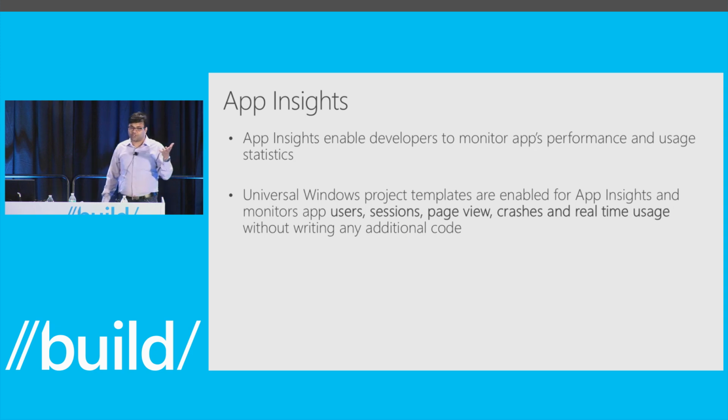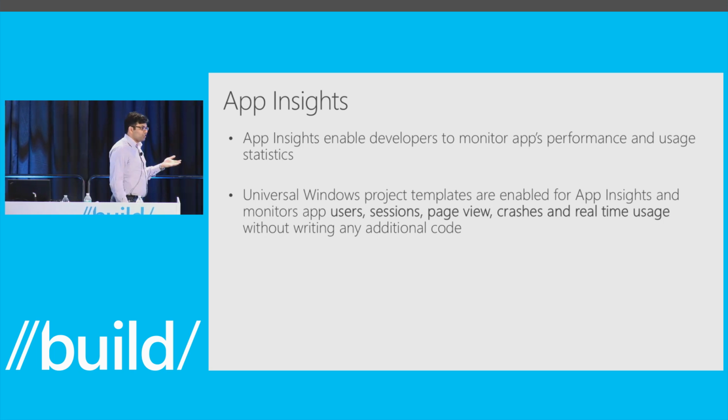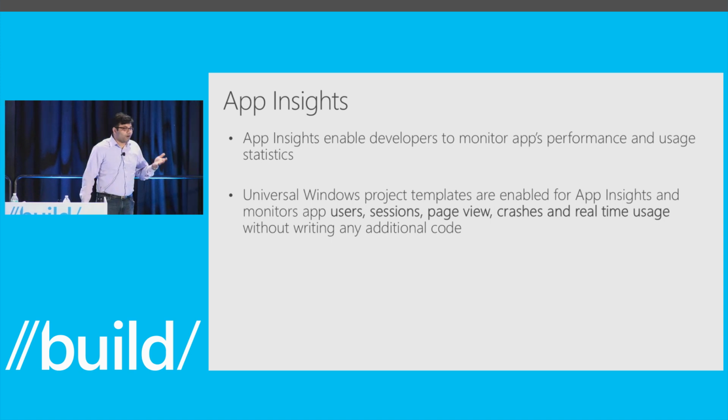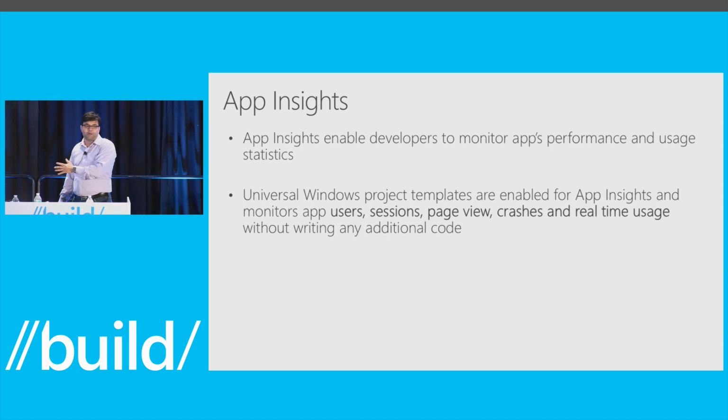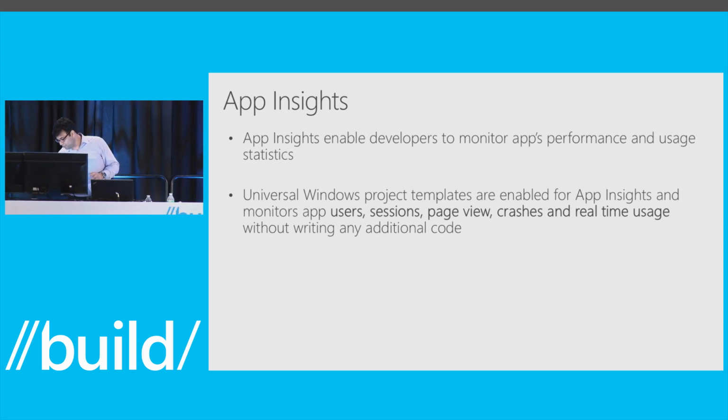If you have crashes in your app, it will give you the stack trace information about those crashes and all the real-time usage of your application. Which countries your application is being used in, what kind of devices your app is running on, what are the resolutions for these devices. All this information, you will get it for free without even writing a single line of code using App Insights. So let's go and take a quick demo of that.